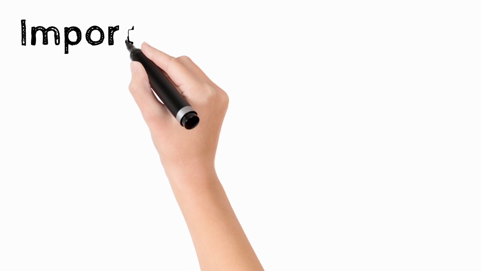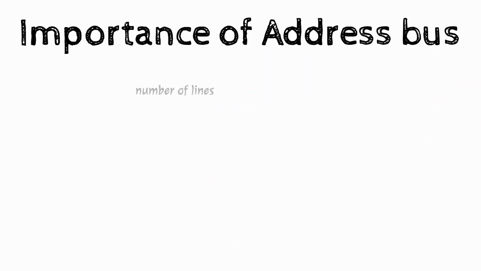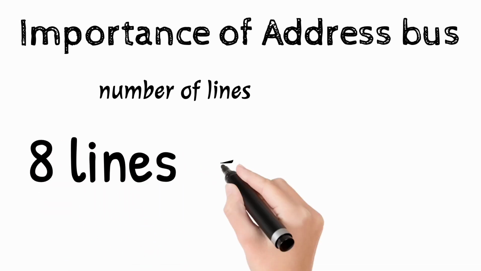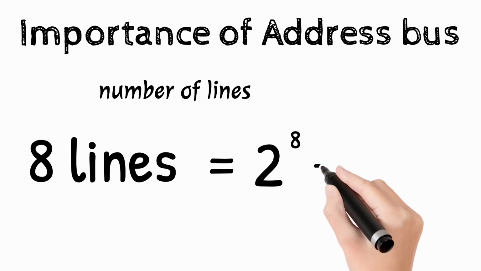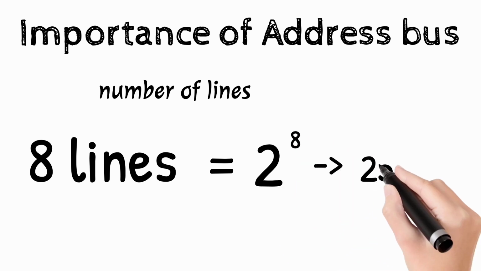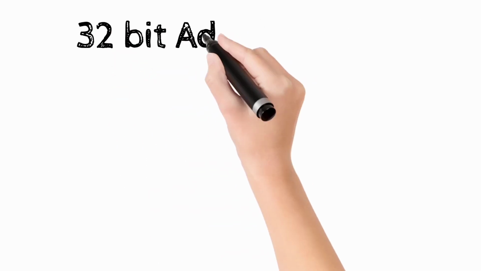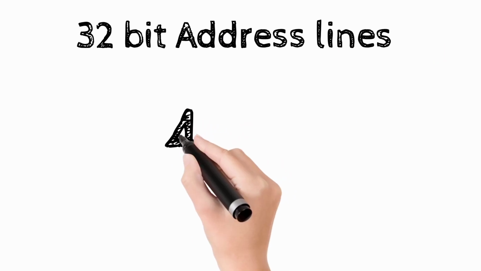The reason for the importance of the address bus is that the number of lines in the address bus determines the maximum number of memory addresses. If an address bus has 8 lines, the maximum number of memory locations that can be addressed is 2^8, which is equal to 256. Today's computers have 32-bit address lines, so they can access 4 GB, gigabytes, of memory.